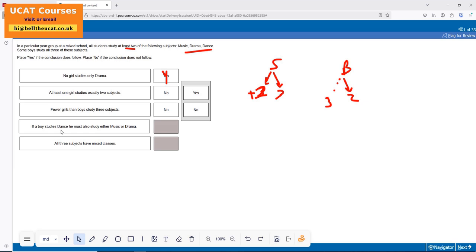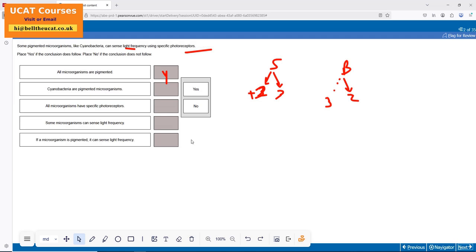Right, if a boy studies dance, he must also study either this or this. Of course, yes, because a boy could do 2 or 3. He could do either. Yes, we agree with you. Bravo. Moving on. All 3 subjects are mixed classes. Nothing given to us. There could be a possibility that in one of the subjects would be all boys or girls. No mention of gender given to us. Answer is yes, no, no, yes, no. Boom. That was easy. Fast and easy.